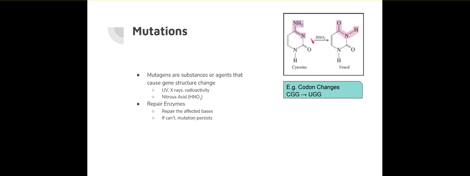The sad news is that the food industry uses preservatives to try to make their food last longer on the shelf. And a byproduct of that is the presence of nitrous acid. And so you can get mutagens formed, or mutations formed, from those food preservatives. There are repair enzymes which will attempt to repair the affected bases, but if they're unable to do it, then the mutation will persist.